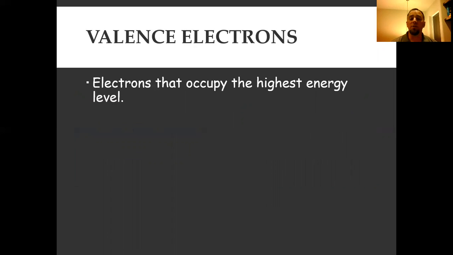So one of the things that we want to look at to determine if an atom is going to become negatively charged or positively charged is the valence electrons. You may have heard this term before and you may not be clear on what a valence electron is, but we're going to try to go through it here a little bit today. Valence electrons are electrons that occupy the highest energy level. And if you remember in our last unit, we were talking about quantum theory and energy levels of electrons. Well, that's going to come into play here as we're looking at our valence electrons.